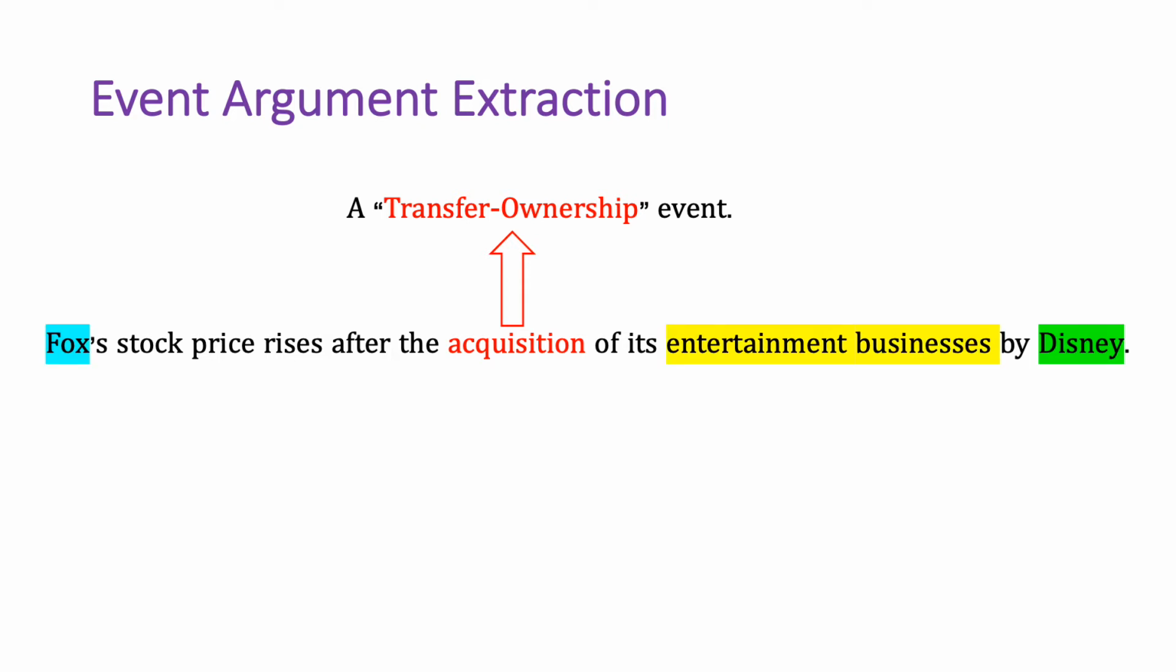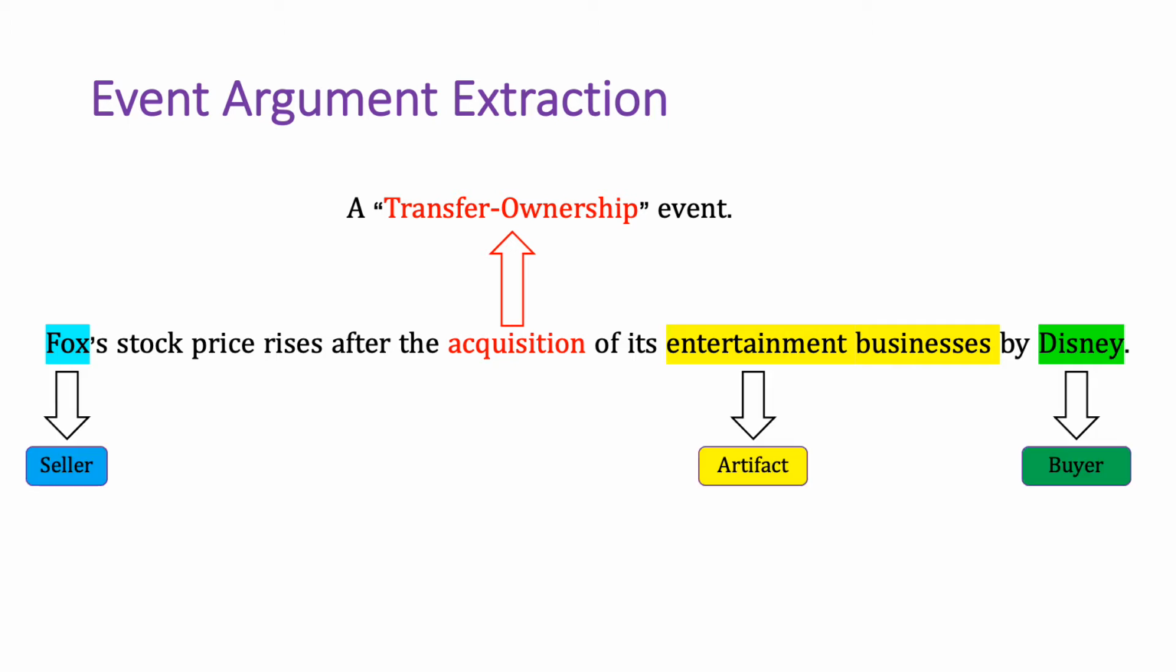And the second subtask, event argument extraction, is to identify the entities serving as event arguments for the detected event. In this example, that's the acquisition. And then classify their argument roles. As event detection is relatively well studied in recent years, event argument extraction gradually becomes the bottleneck of event extraction.